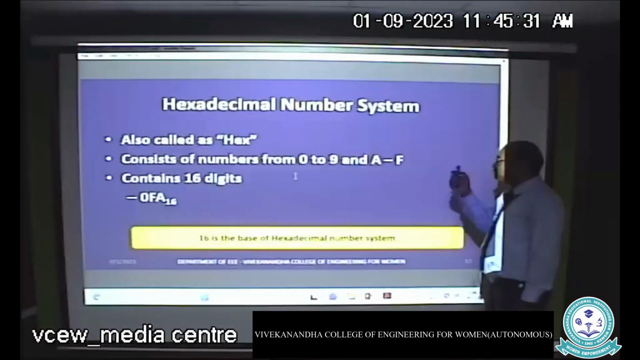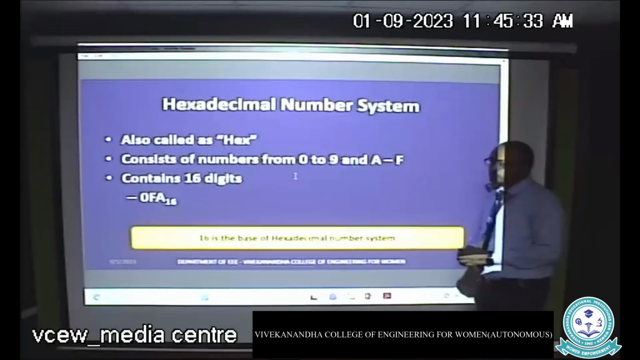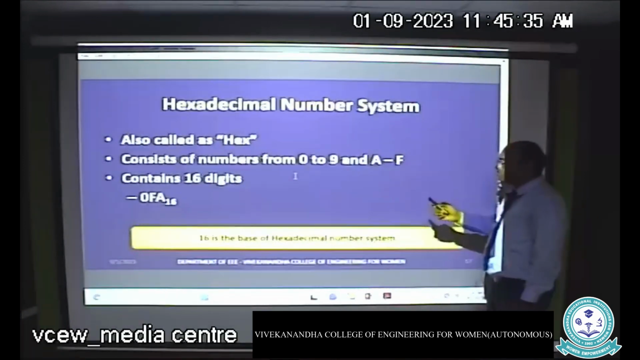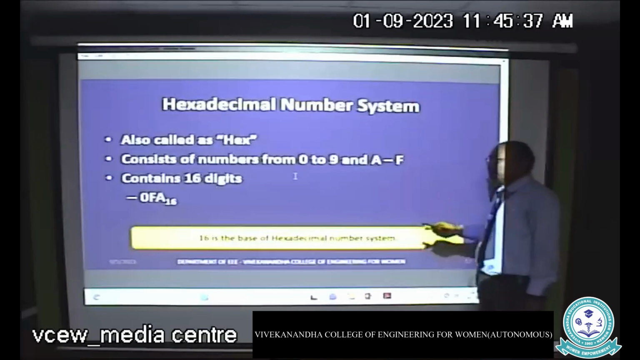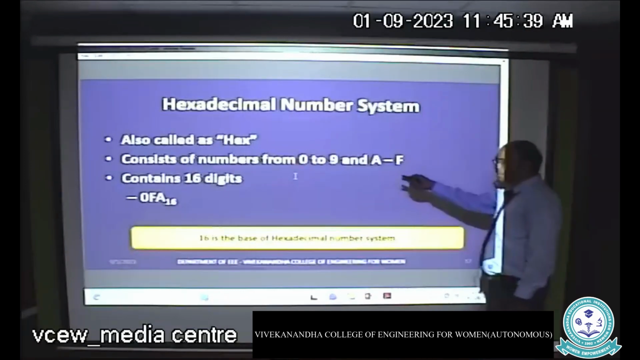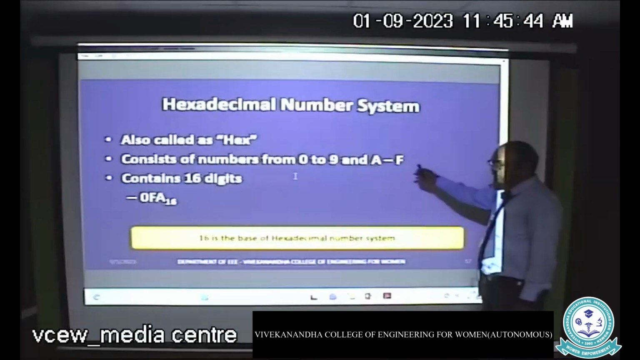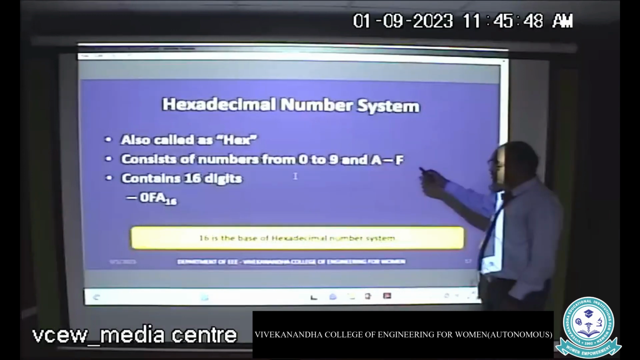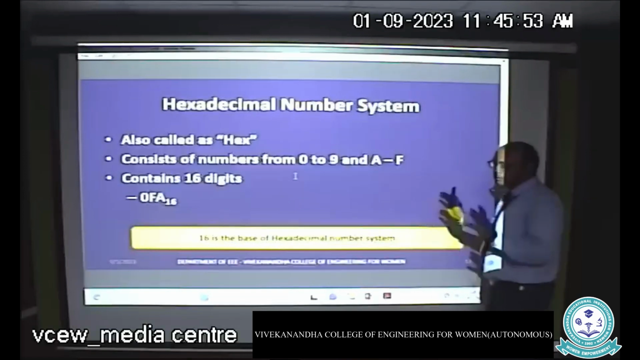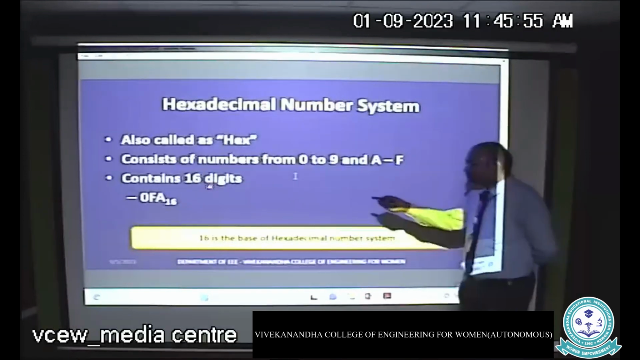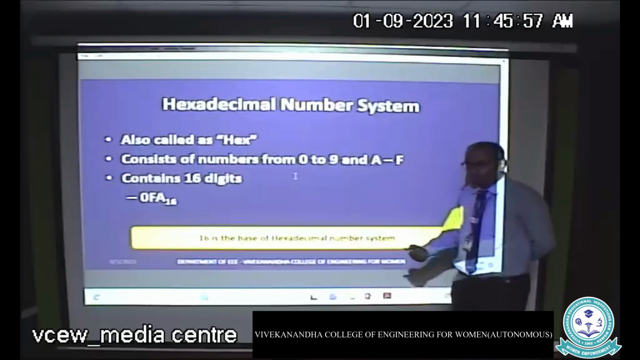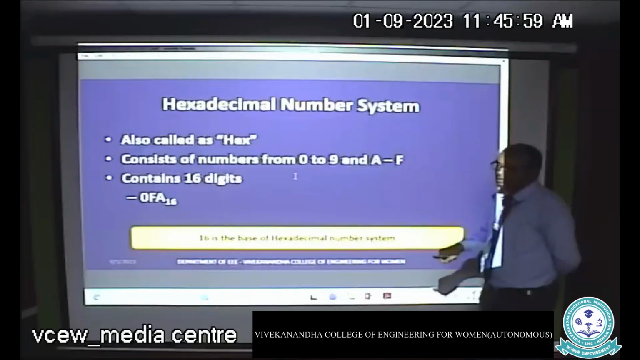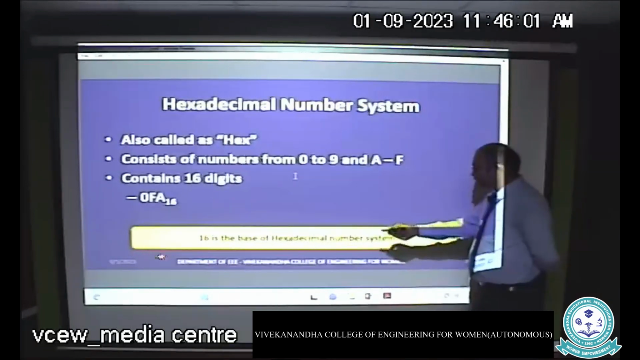So the last one is the hexadecimal number system, also called hex, right? It consists of digits from 0 to 9, and after 9 there is no 10 and 11, instead we have A to F. So the alphabets A, B, C, D, E, F. If you count the number of digits, the number of digits will be 16. So if the number of digits is 16, the base is actually 16, right? The base will be 16.